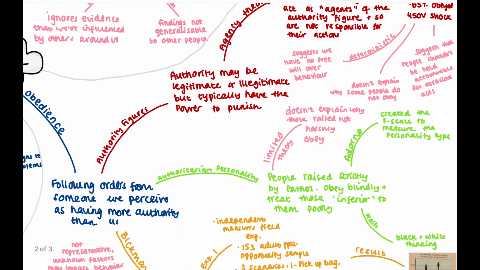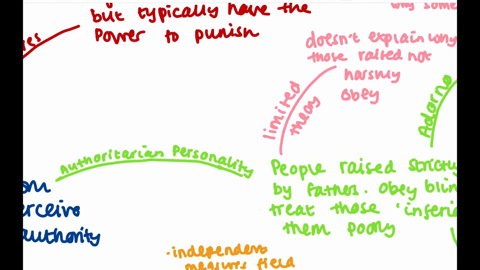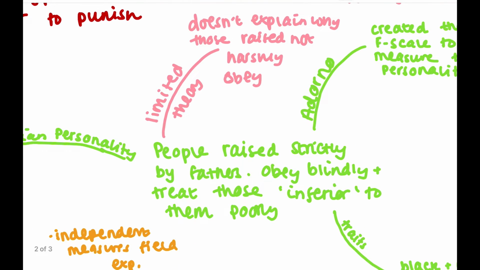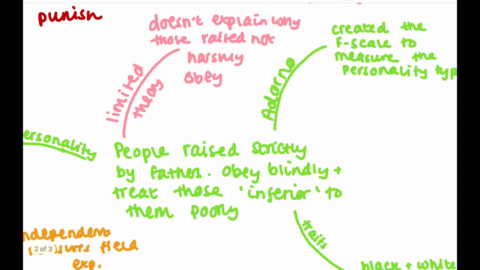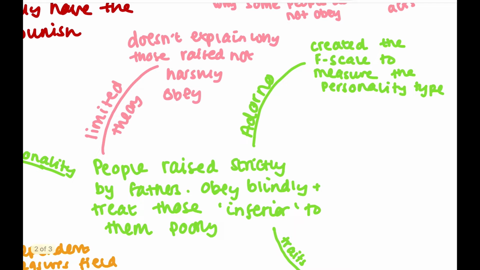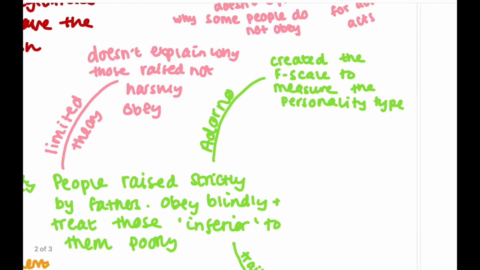There is also a dispositional factor to go along with this, and that is the authoritarian personality. This is when an individual has been raised very strictly, particularly by their father. They will obey them blindly, so they'll follow all their orders, and they will treat anyone that they view as inferior to themselves poorly. So anyone they don't think is as good as them, they will treat very badly. Now, the psychologist who came up with this was Adorno, and he created the F scale, F standing for fascism. And he created this to measure this personality type.